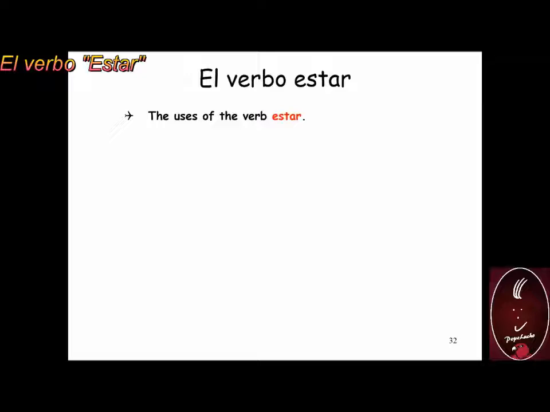The verb estar is used to describe a physical or geographical location. So we use the verb estar plus a preposition of location. In this case, we're going to use the preposition en. It could be any other preposition, like a la derecha de, a la izquierda, debajo, arriba, enfrente, atrás.